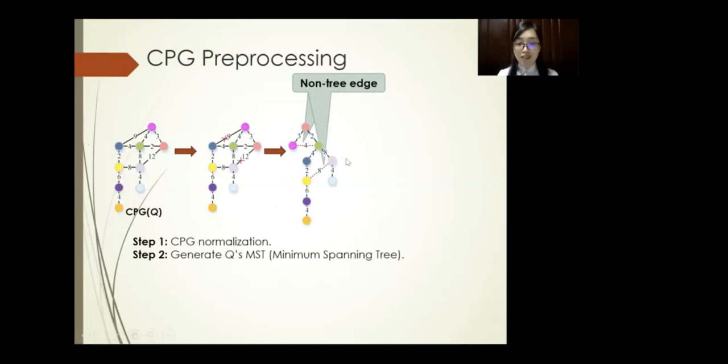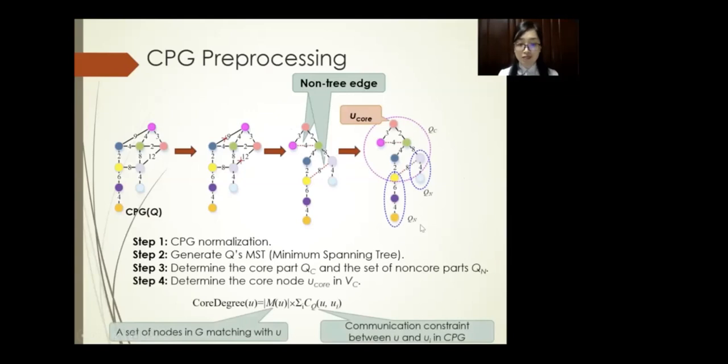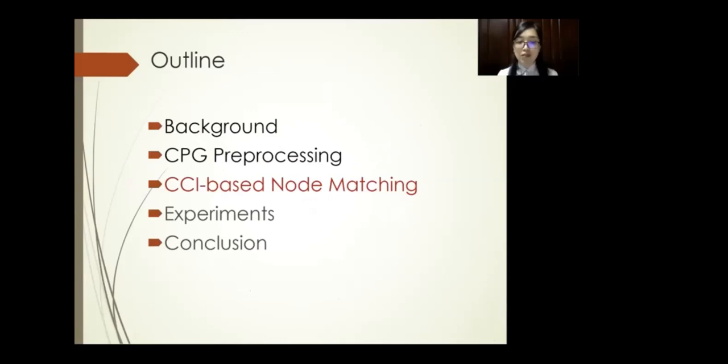Third, determine the call path QC and the set of non-call paths QN. Here, the minimal connected subgraph that contains all the non-tree edges is determined as QC. For example, there are 1 call path and 2 non-call paths. Finally, determine the call node U call in VC. The node in QC with fewer matching nodes in the data graph and closer communication with other nodes will be selected as U call. Now let's see how to determine the matching order of nodes in the CPG.